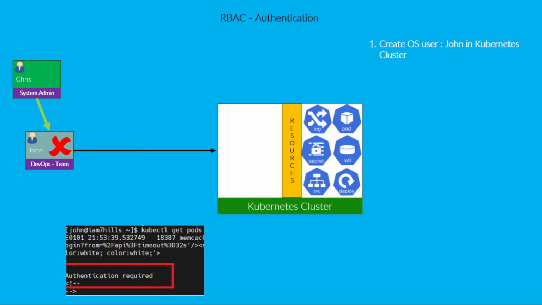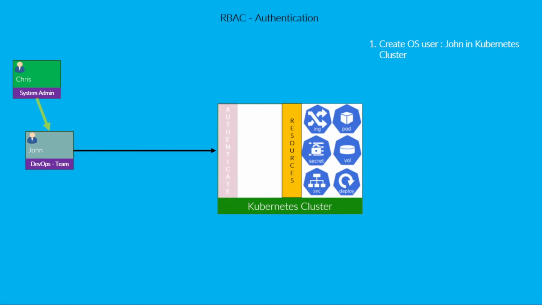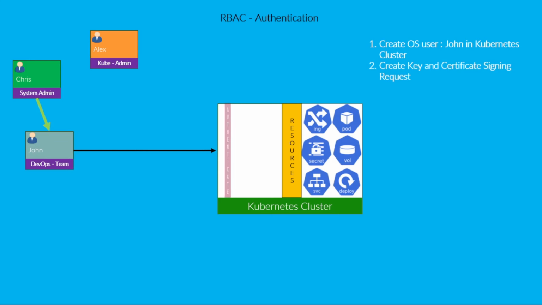The authentication always happens either through a certificate or through a token. Here we are going to use the certificate method. John has to perform a few other activities to get his access. John has to work with the Kubernetes administrator to create a key and a certificate signing request file. So he will create a key file and then a CSR file. CSR is nothing but the certificate signing request file, which has to be authorized by someone in the Kubernetes cluster.